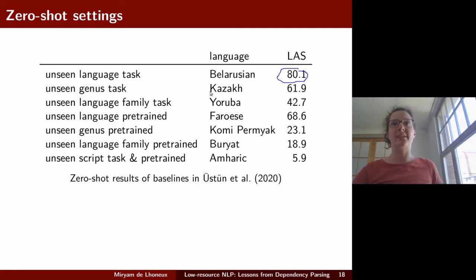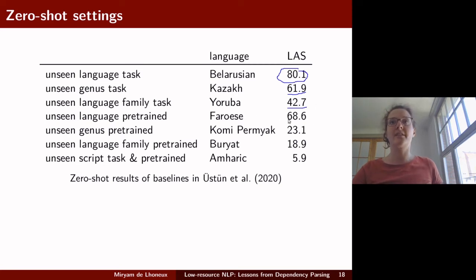Now, if we look at Kazakh, which is a little bit more difficult because the parser here has not seen any language data from the genus of Kazakh. So it goes already a bit lower, and then Yoruba has been seen in language model pre-training, but has not been seen in parsing, and the language family has not been seen in parsing. And as you can see, the performance is already quite a bit lower, but it's still relatively okay, given that we don't have much data about this language.